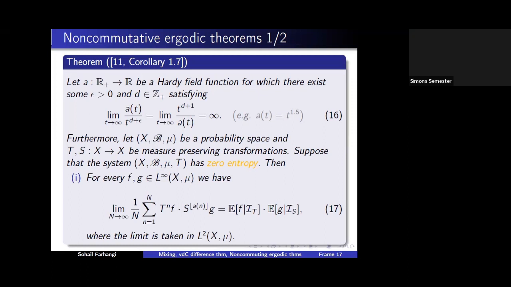Now, the first part of this theorem says that if we take two L infinity functions f and g and we look at these ergodic averages, T^n f times S^{floor(a(n))} g, then the Cesàro average will converge to what we expect, namely the expected value of the first function f onto the invariant sigma algebra with respect to the transformation T, because we have T and f together, times the expectation of the second function g with respect to the invariant sigma algebra of S, because we have S and g together. And the convergence is in norm.